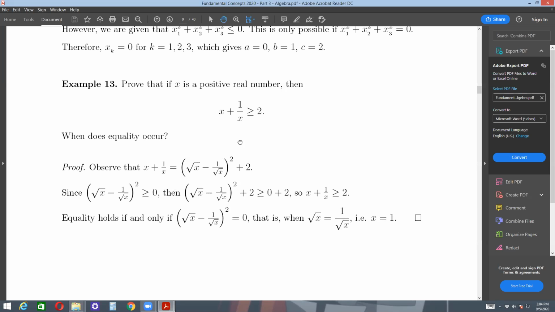Yeah, so be careful, because if the question was something like, given that x is greater than or equal to 2, find the minimum value of x plus 1 over x. In that case, the answer wouldn't be 2. It would actually be something bigger, right? Because if the minimum value x could take is 2, it means that it cannot take the value 1. So it doesn't actually attain this value, right? In such a case, you would have to do something slightly different.